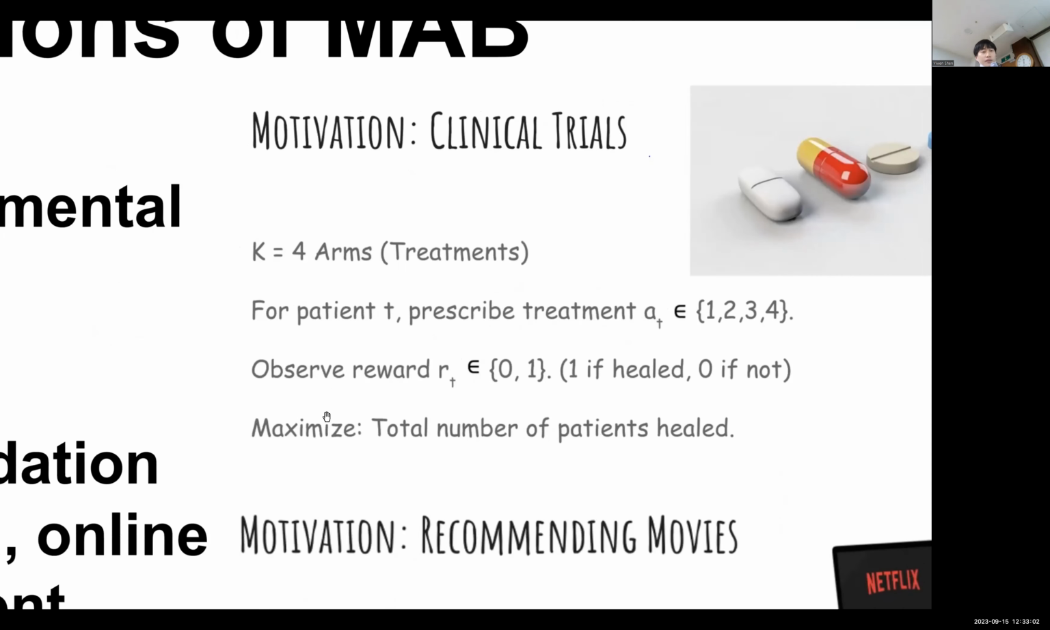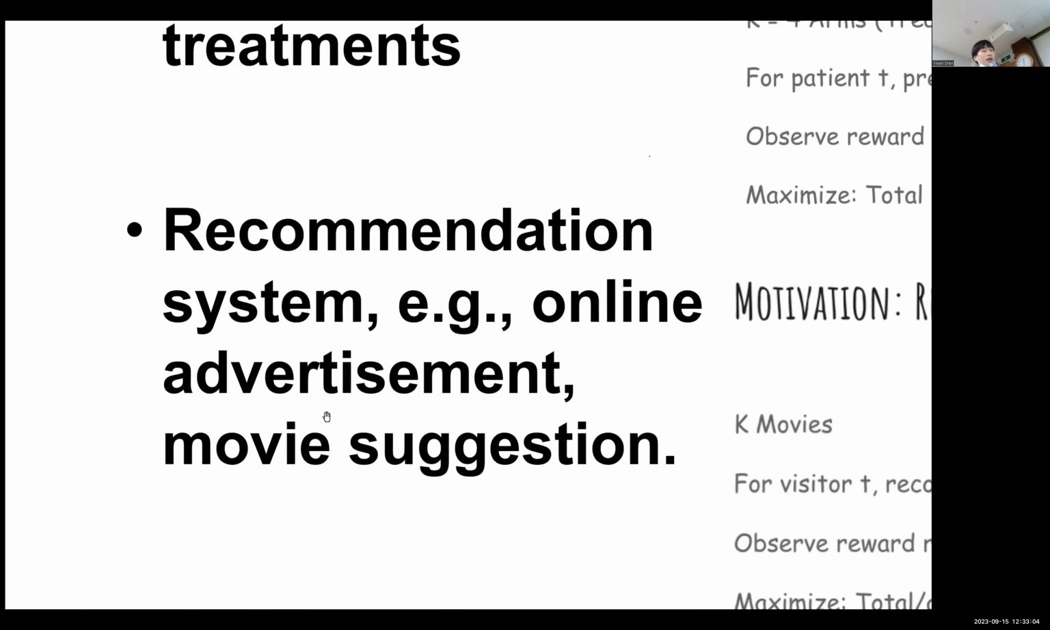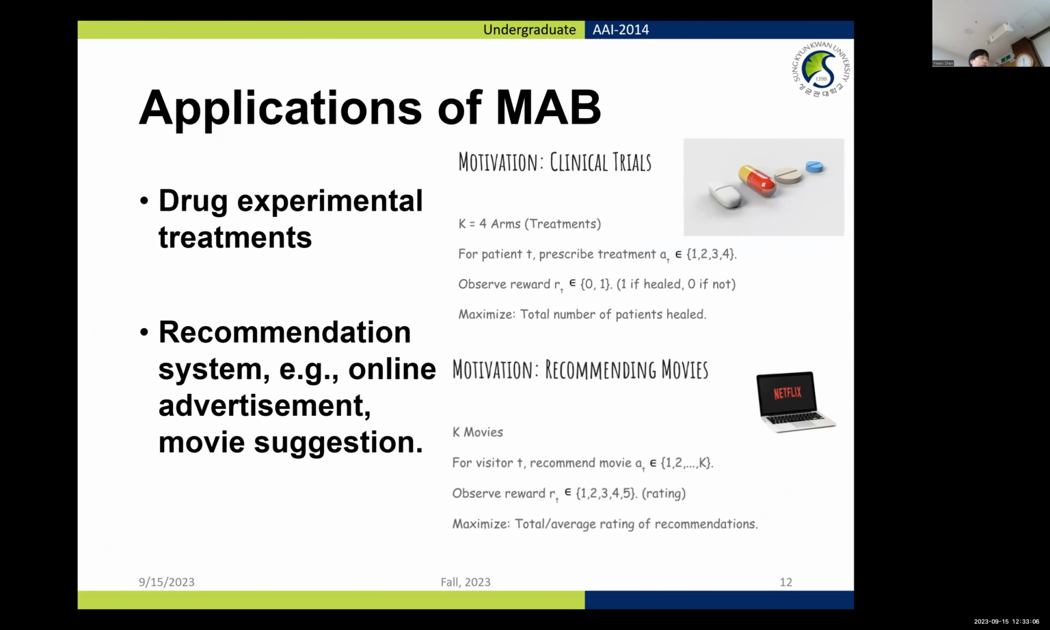Okay. Then the next application can be recommendation systems, like online advertisement and movie suggestion. So it's like when you browse a website, you have many advertisements. Which advertisement is interesting to you? You are willing to click. You want to check those advertisements.